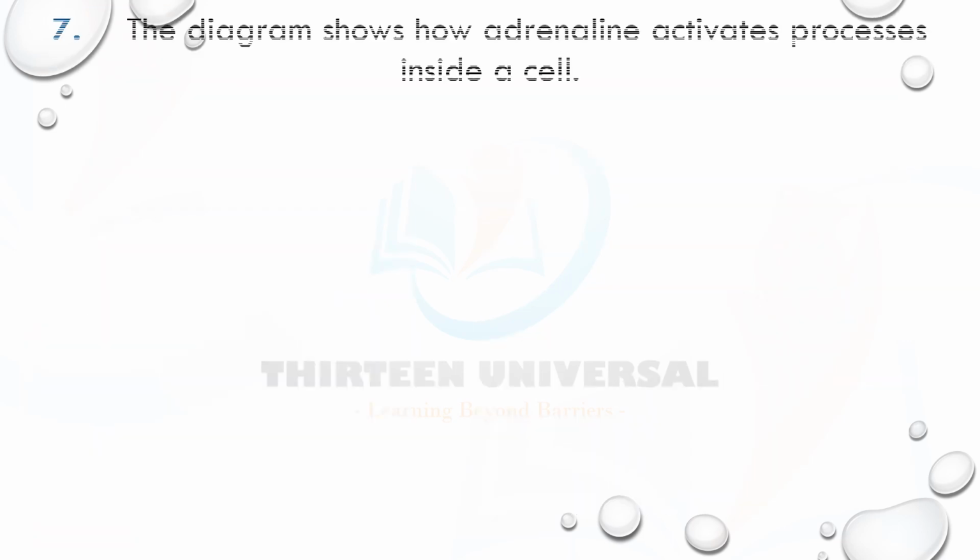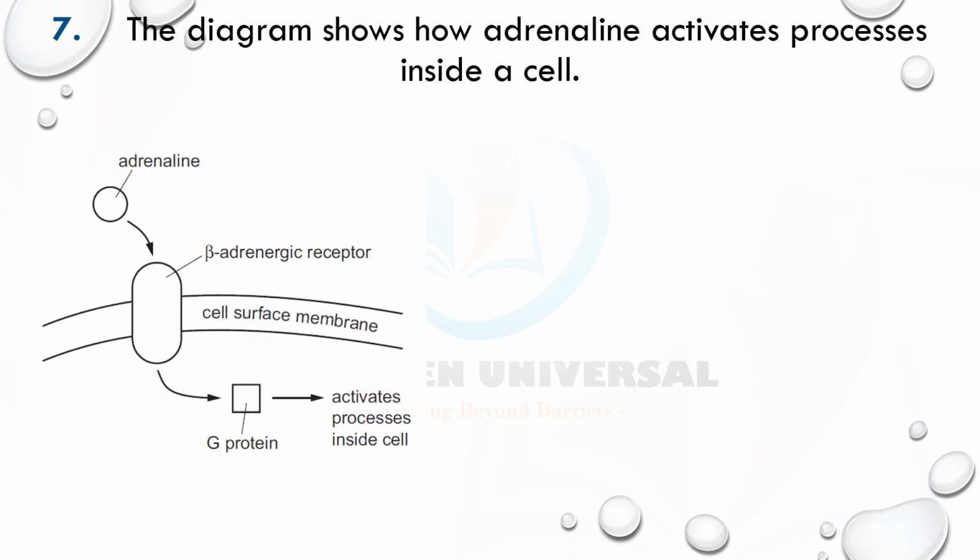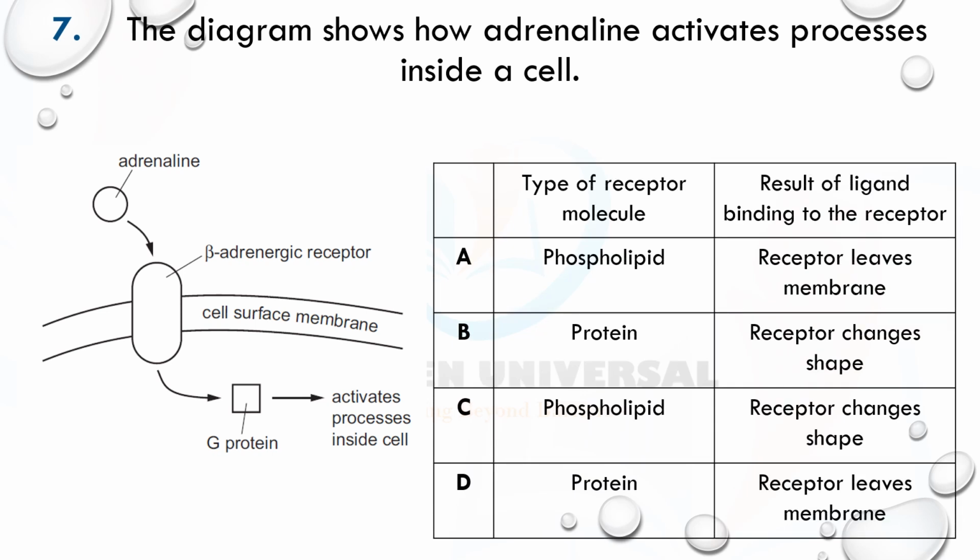So the diagram shows how adrenaline activates processes inside a cell. So adrenaline is acting as a cell signaling chemical here, binding to this. Let's see what it asks us. They say which role is correct. Type of receptor. A receptor is either protein or glycoprotein. So it's not phospholipid. So the ones that have phospholipids do not act as receptors. So protein. We'll eliminate A and C. So we'll focus on B and D.